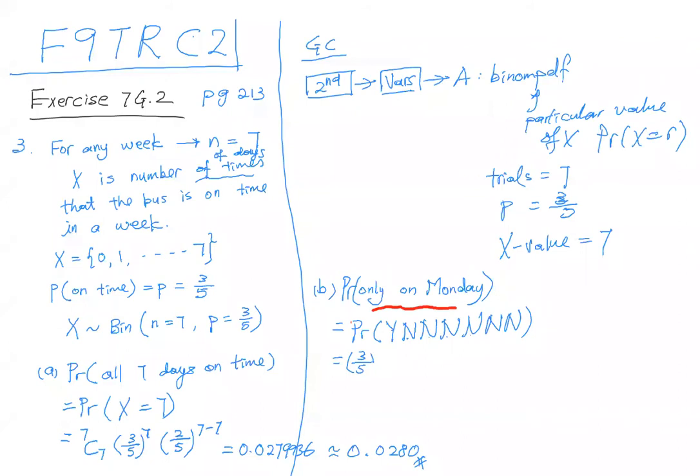Okay, so there's only one outcome. So that is 3/5 times the others. There are 6 of them, so power 6. So this is the answer. So you have to be very careful.